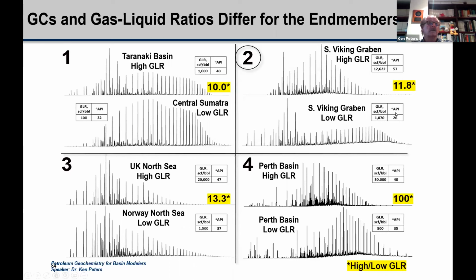Okay. So this actually is the Draupne sourced oil right here, which is Upper Jurassic. And this is another source, the Sleipner-Hugin, which is a terrigenous dominated source. And the 11.8 here is the ratio of those two GLRs.